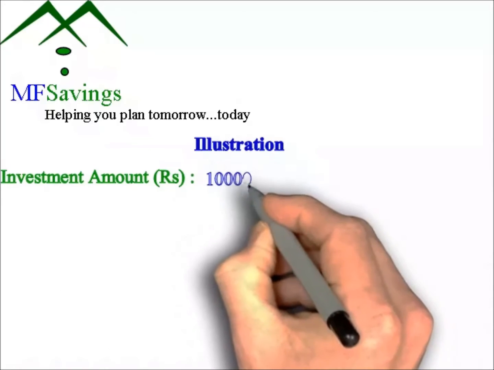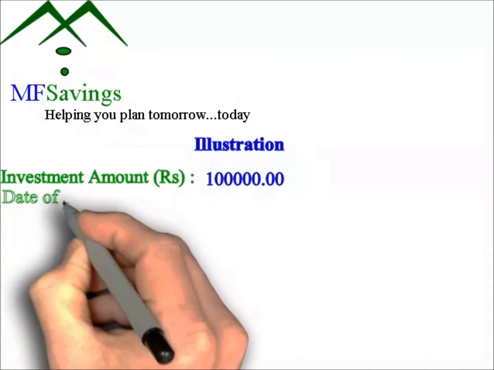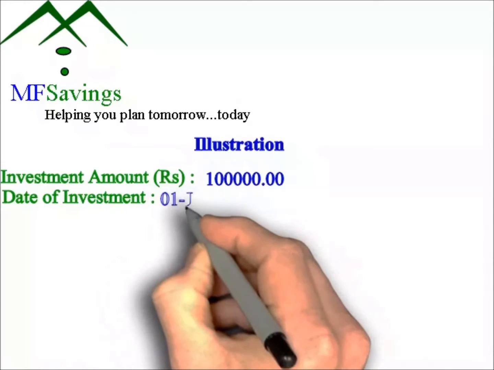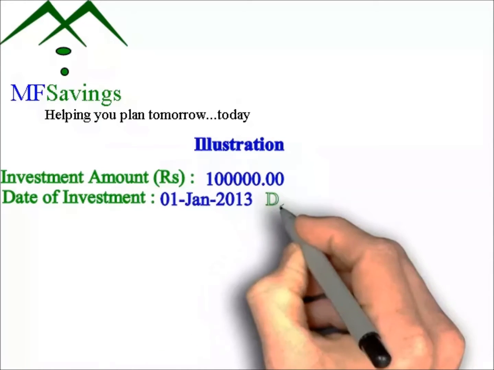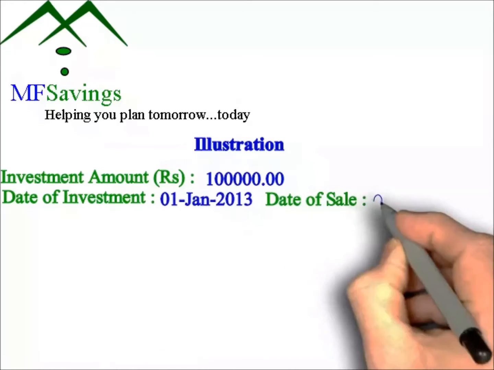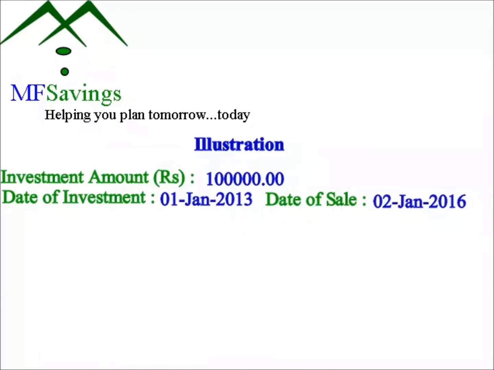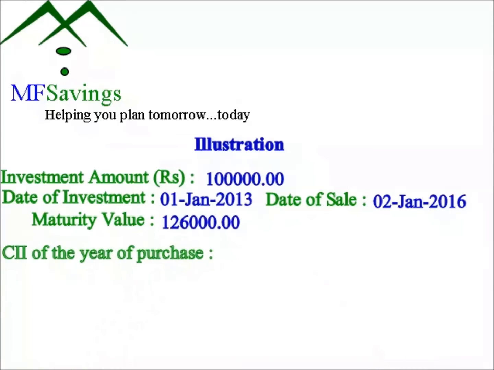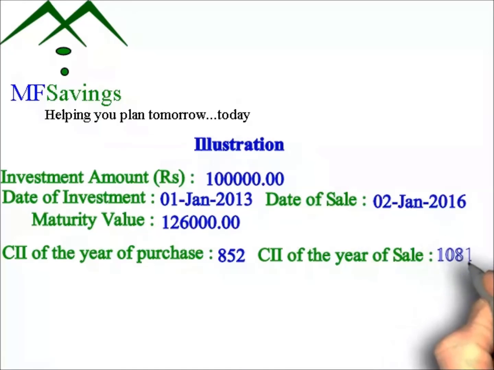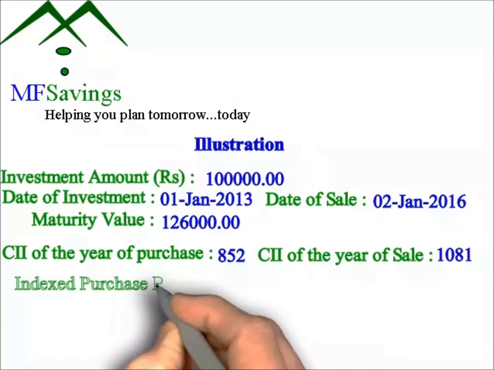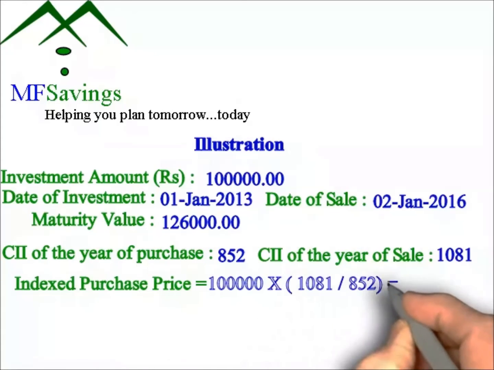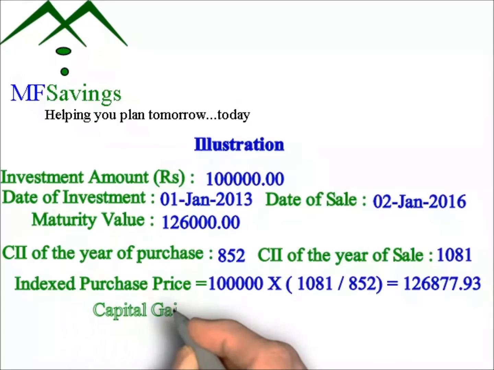Let's take an example. Let's assume an investor invested rupees 1 lakh in a debt fund on 1st Jan 2013 for 3 years and withdrew the entire amount along with the returns on 2nd of Jan 2016. Let us assume the maturity value is 1,26,000. Now, in order to calculate the index purchase price, we need to know the CII of the year of purchase, that is year 2012-13, and CII of the year of sale, that is 2015-16.